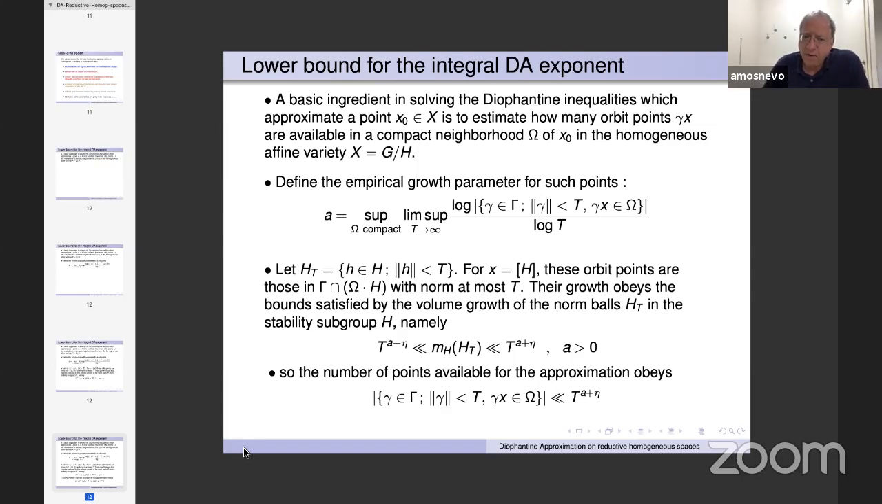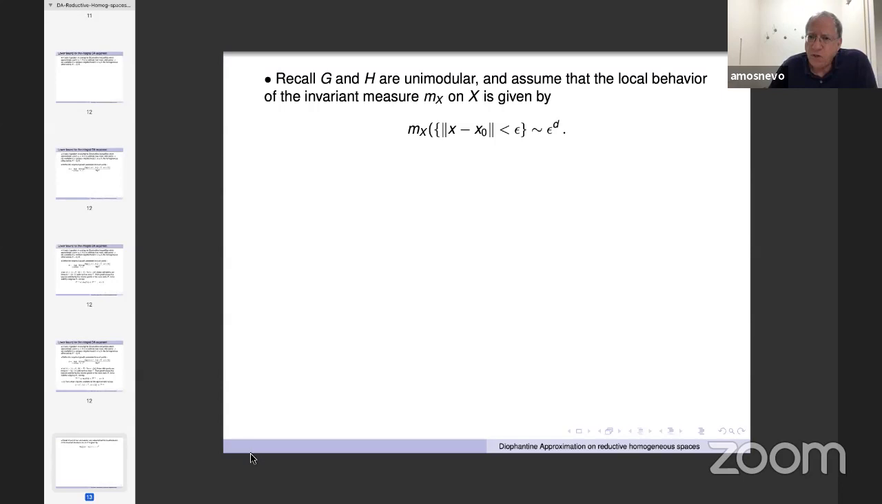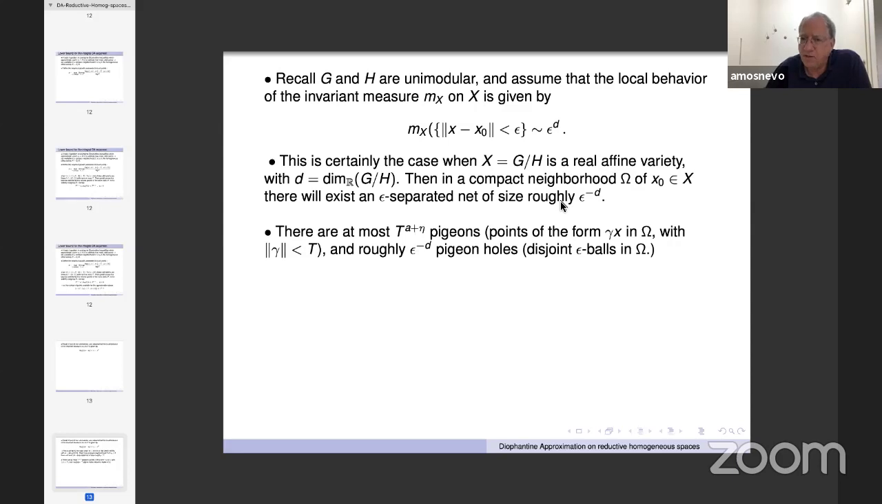So the number of points available for the approximation is going to obey the bound that these points gamma, such that the norm of gamma is less than T and gamma x is in omega, is at most T to the A plus eta. And now we have another ingredient. We recall that G and H are unimodular, and we assume that the local behavior of the invariant measure mu on X is given by the volume of a small neighborhood, the set of x with distance from x naught less than epsilon, being some power of epsilon. And of course, this is certainly the case when X equals G mod H is a real affine variety, and D here is nothing other than the dimension of the variety.